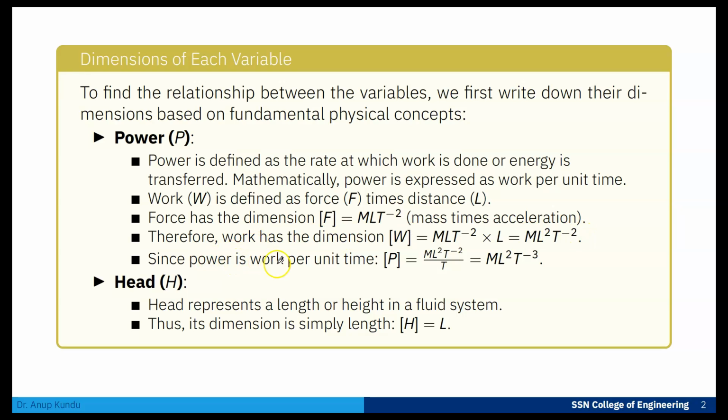Since power is work per time, the dimension of P is ML to the power 2 T to the power minus 2 by T. So that is ML to the power 2 T to the power minus 3. Next is head, H. Head represents a length or height in a fluid system. Thus its dimension is simply length, that is L.